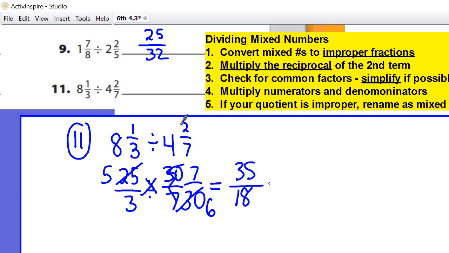35/18 is an improper fraction, so number 5 applies here. If your quotient is improper, rename it as a mixed number. 18 goes into 35 once. I want to point out to you that it's almost twice. If you did 18 times 2, you'd get 36. So I'm only 1/18 away from 2 wholes, which actually really helps me figure out my numerator. The denominator remains 18, and I just pointed out that I'm only 1/18 away from 2 wholes, which means the remainder is 17/18. The answer to number 11 is 1 17/18.